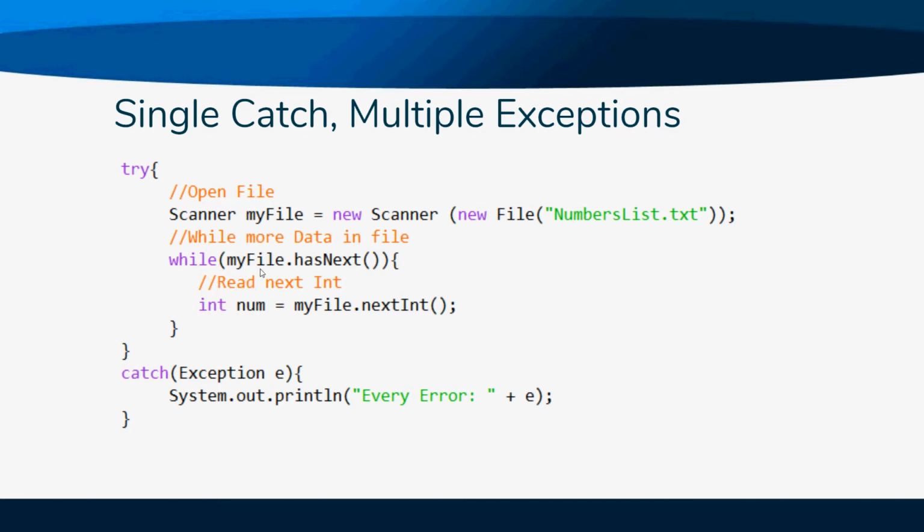Then, so long as my scanner, which is called myfile, so long as myfile.hasNext, so long as there's more things in the file, it runs that code. It says myfile.nextInt. Now this try-catch will catch both the opening file, if we have a misspelling here, and it will also catch if there's any text in the file too, because it's just catching one exception. It's just this generic exception that will catch every single error and print them out to your console.